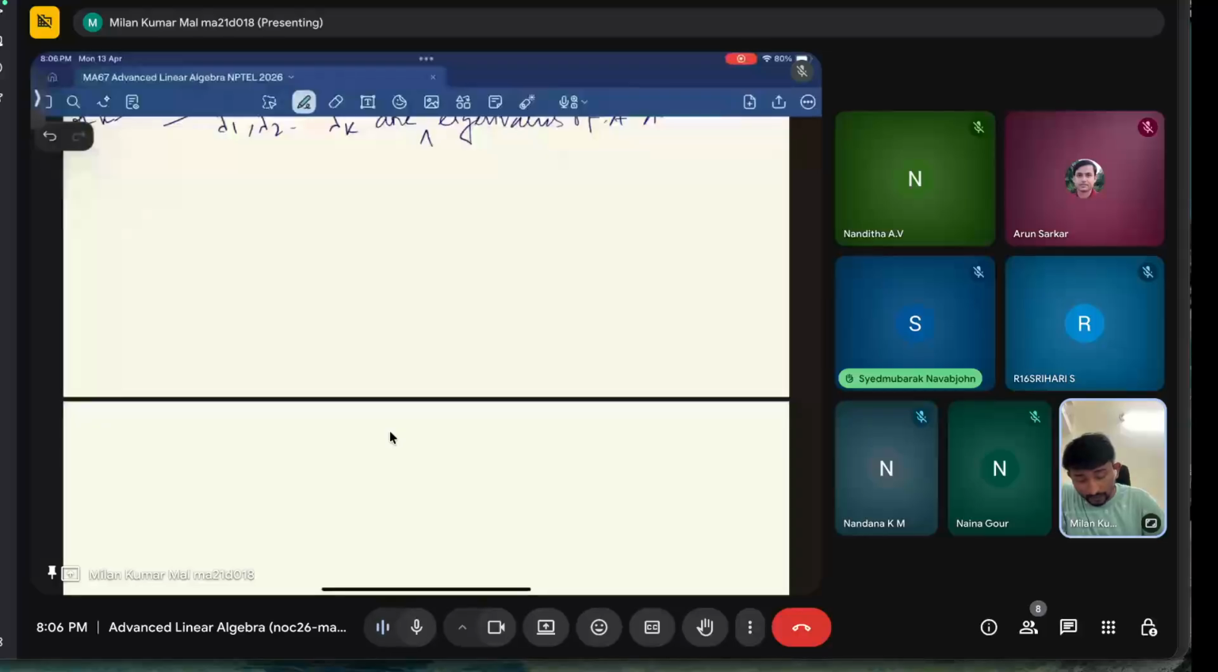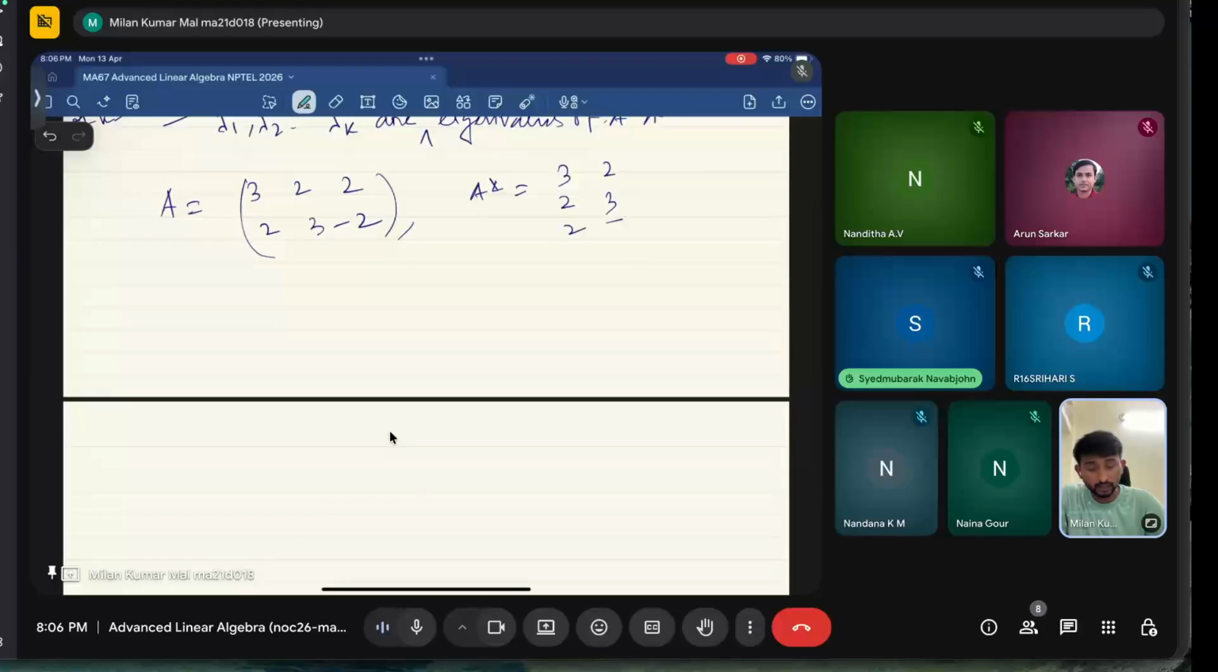So the matrix A is given: 2 2 2, 3 minus 2. Now if you take A star, that will be 3, 2, 2, 2, 3, minus 2. So A star A is equal to: 3 times 3 is 9 plus 4, 13, plus 4, that is 17. Then 3 times 2 is 6 plus 6, 12 minus 4, that is 8. This will be 8 again. Next one will be 17.